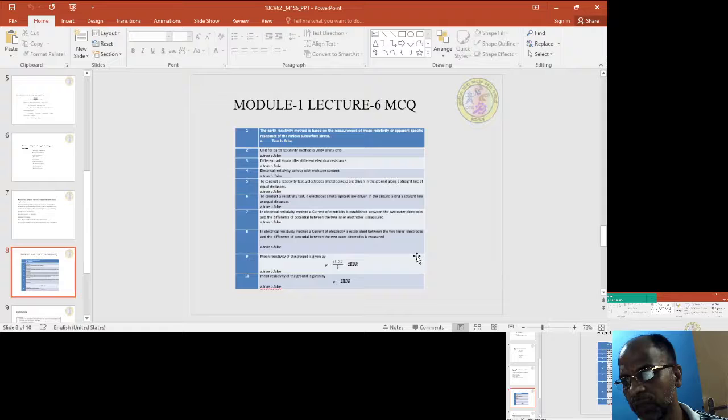In the electrical resistivity method, current of electricity is established between the 2 inner electrodes, and the difference of potential is measured in the 2 outer electrodes. It cannot be possible because within the confined electric circuit we have to measure the potential. Therefore, this statement is wrong, it is false, B. Mean resistivity is given by 2 pi d E by I. Yes, it is true, option A. Mean resistivity can also be given by 2 pi d R, where R is E by I. Statement is true, option A. Likewise, you can expect more number of MCQ questions.